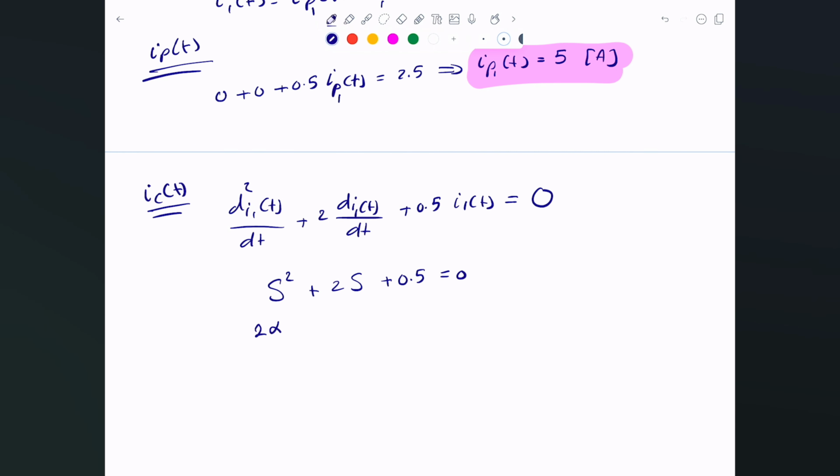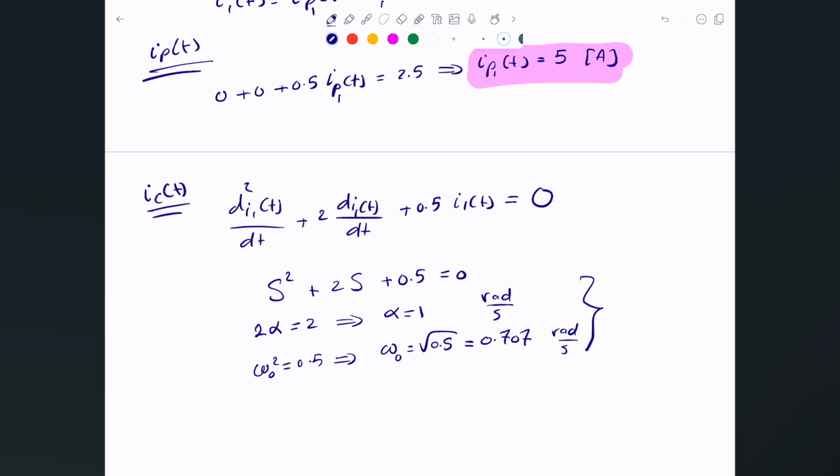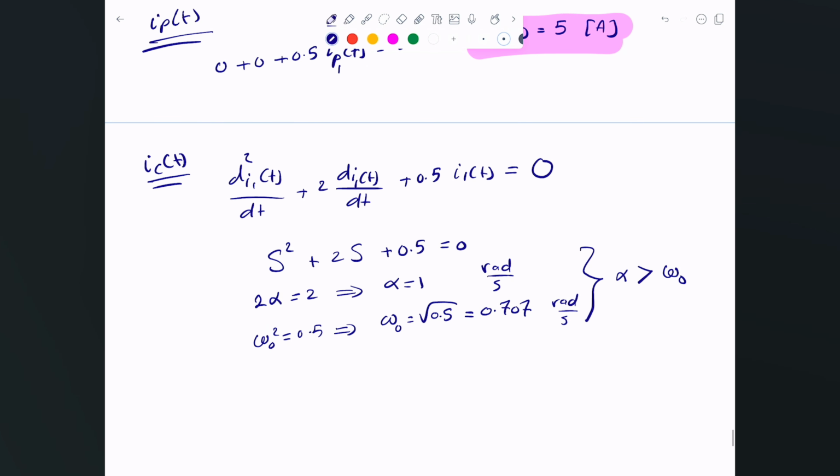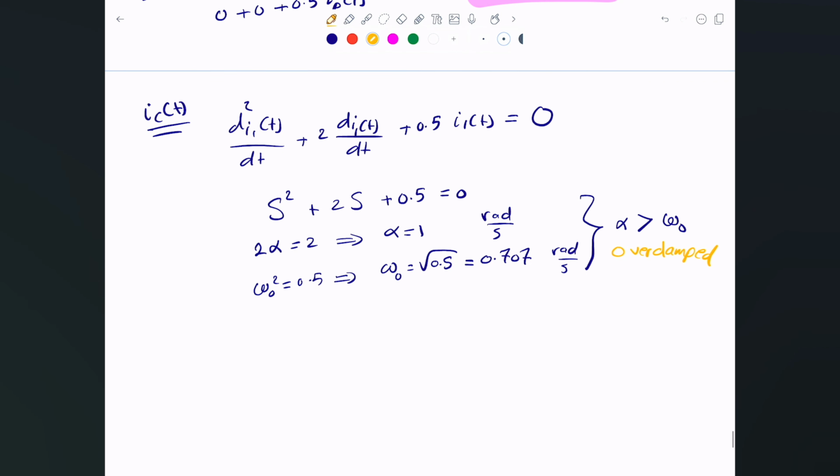That means 2 alpha equals 2, so alpha is simply 1. Omega 0 squared is just 0.5, so omega 0 is the square root of 0.5, and that number is 0.707. Both of them are in rads per second. Of course, we can say alpha is greater than omega 0, which means this is overdamped. Overdamped means there's no oscillation, no cosines or sines.